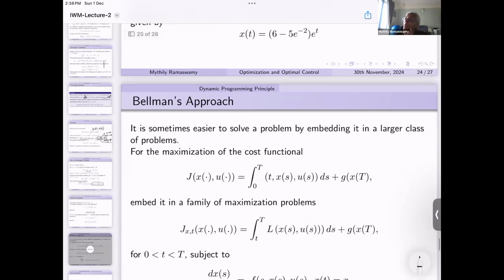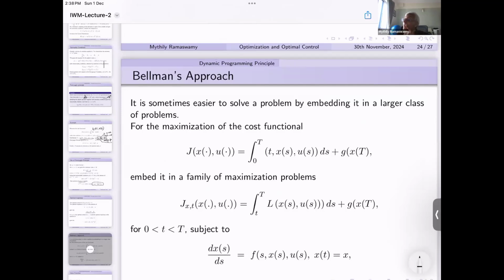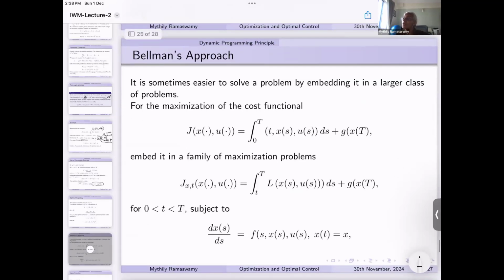Okay, so what was Bellman's approach? Here I want to recall that it is sometimes easier to solve a problem by embedding it in a larger class of problems.